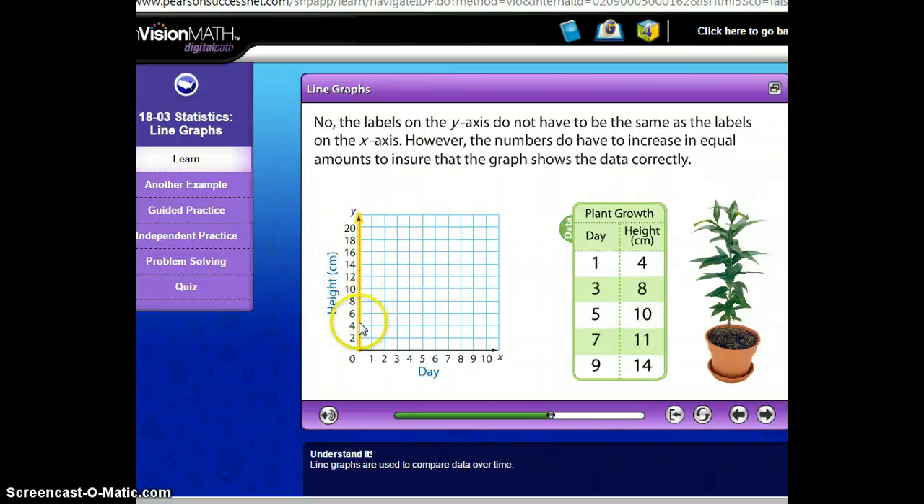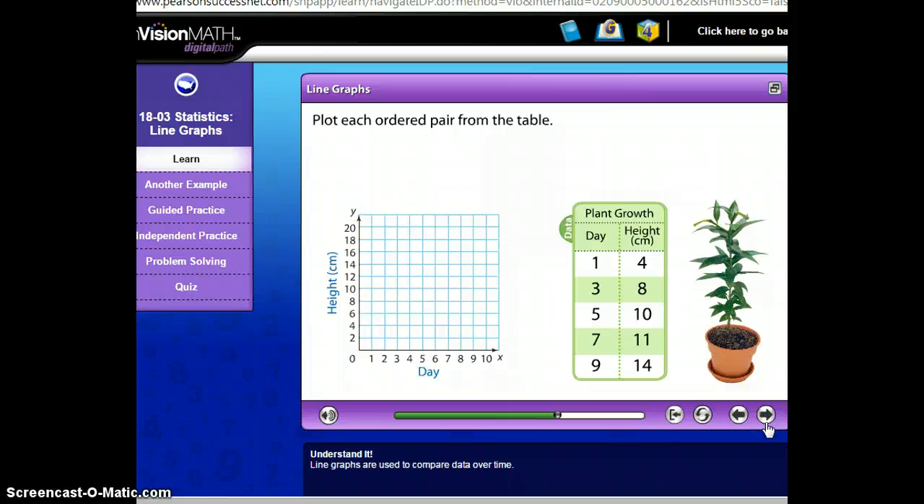So the same thing here. Your intervals need to be equal throughout. You can't go 2, 4, 10, 17. Your intervals need to be equal, because if you don't, you may show a huge jump and then a small jump, when really that may not be the case. Plot each ordered pair from the table. Plotting the points is literally putting the points on the grid. That's called plotting points.